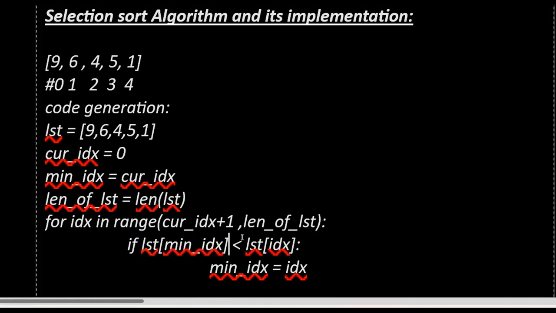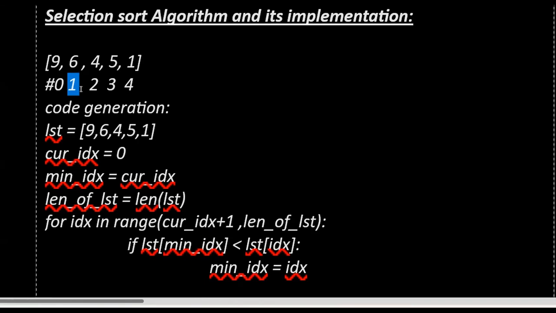But if I encountered an element which is less than the minimum element, in that case I need to replace my minimum index with that index. You can check here. I assume 0 is my minimum element index. But whenever I encountered 6, 6 is less than 9, right? So now compared to these two, what is the minimum? 6. So I need to assume now my minimum index is 1, not 0.